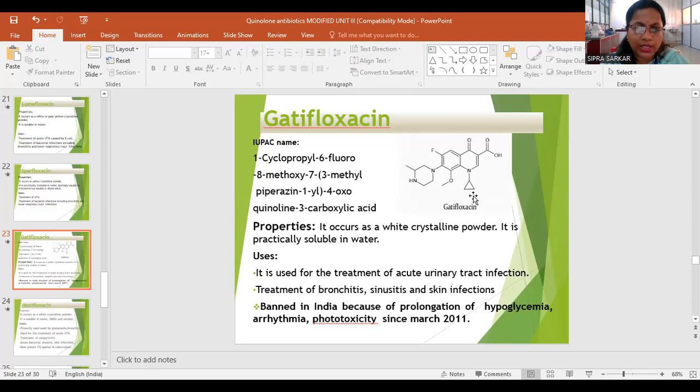4-oxoquinoline, 3-carboxylic acid. It occurs as a white crystalline powder. It is practically soluble in water. It is used in the treatment of urinary tract infection, bronchitis, sinusitis, and skin infection. Banned in India since March 2008 because of prolonged hypoglycemia, arrhythmia, and phototoxicity. The drug has been banned for oral administration because of hypoglycemia, arrhythmia of the cardiac system, and phototoxicity also.